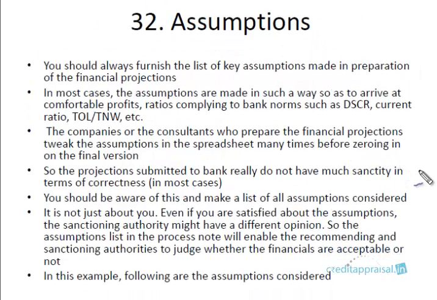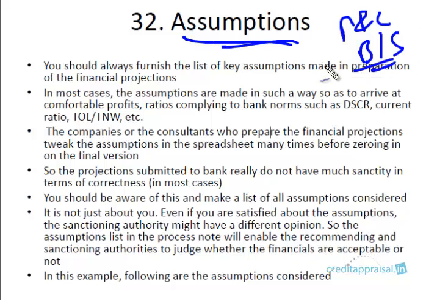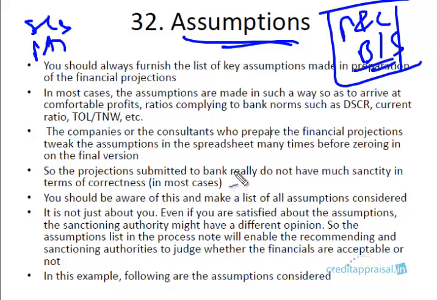Then in assumptions, the entire financial projections of P&L and projected balance sheet are entirely based on some assumptions. Basically these are just figures in the future, right? The company is saying it will achieve so and so sales, will achieve so and so profit. These projections are basically assumptions. So what are the assumptions based on which the projected statements are prepared?